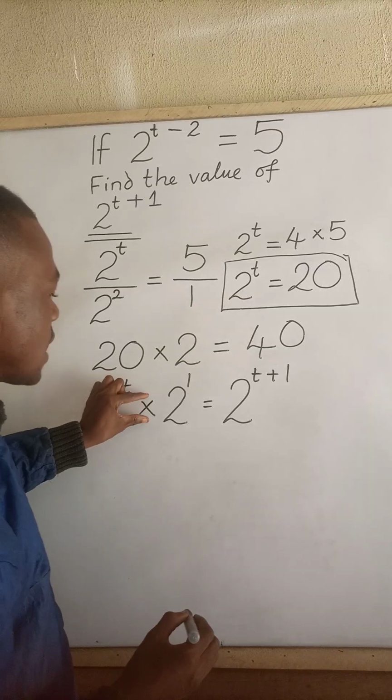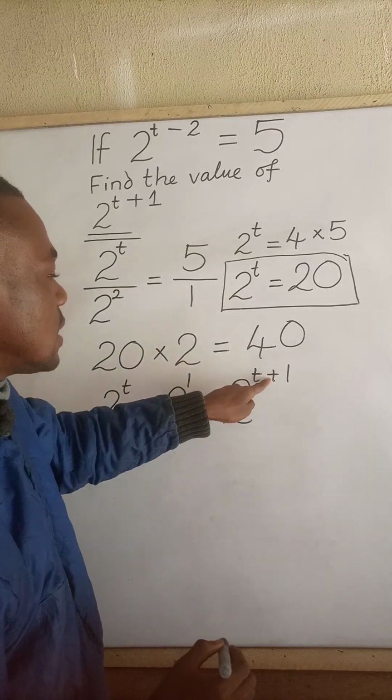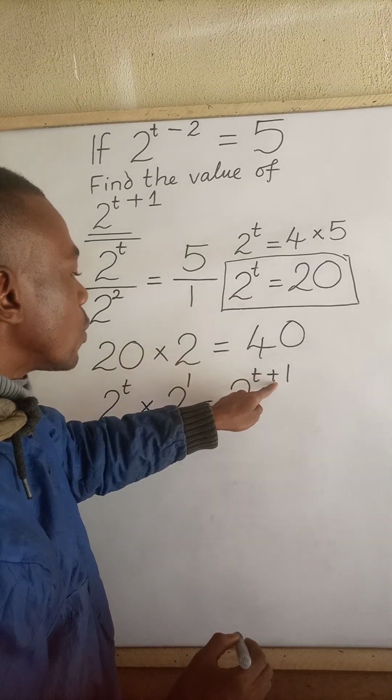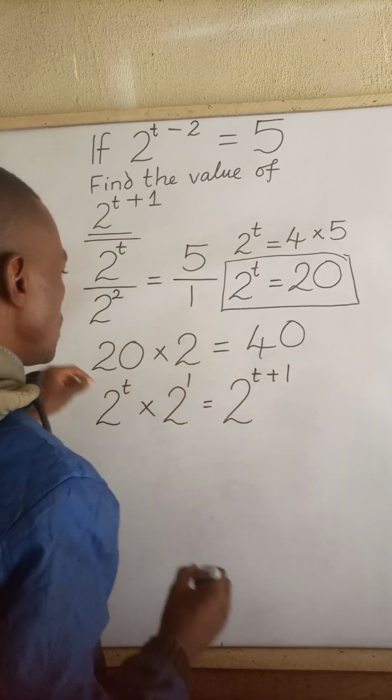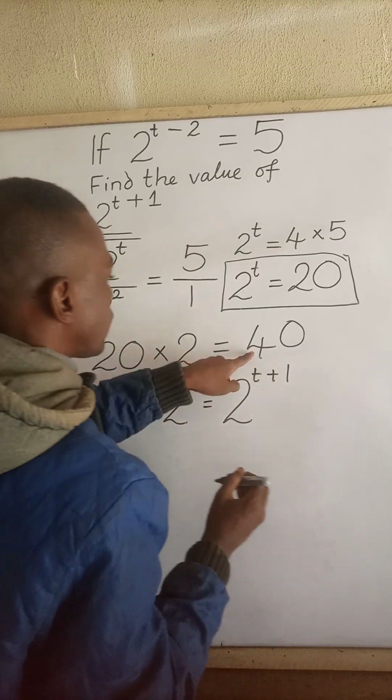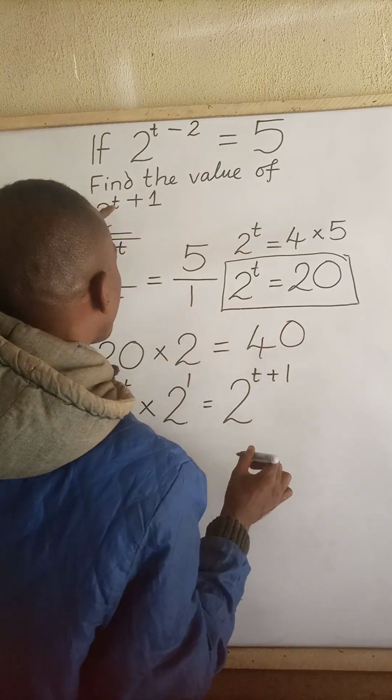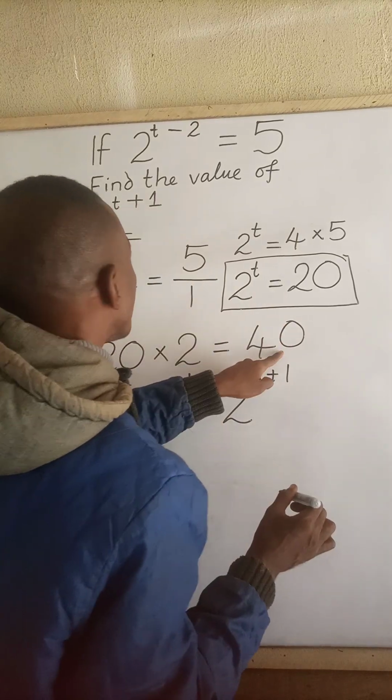But if what we have here is division, you now know that with the exponent, the index, you are going to subtract. So the value of what we are looking for is 40. That is, 2 power t plus 1 is equal to 40.